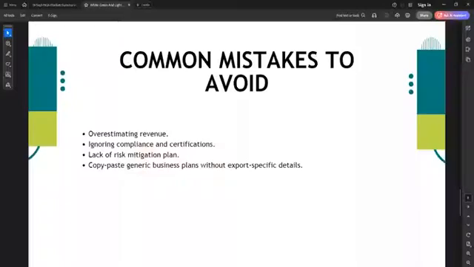Right, so common mistakes to avoid in your export business plan. One is overestimating revenue. So do not overestimate your revenue forecast, your projections. Okay, so ignoring compliance and certifications. You want to make sure you have all your certifications.